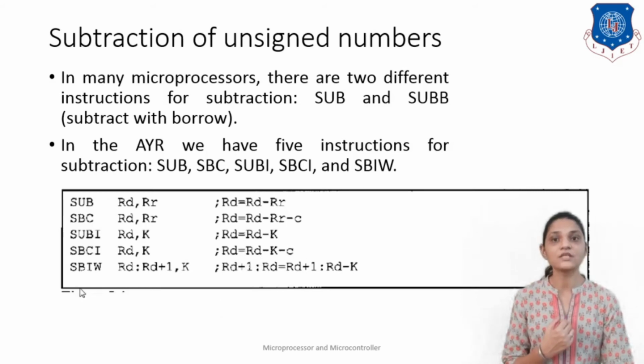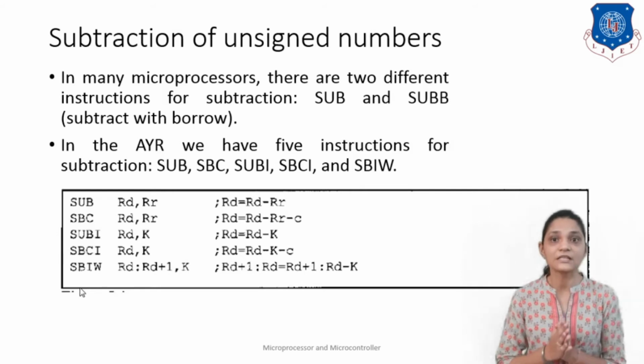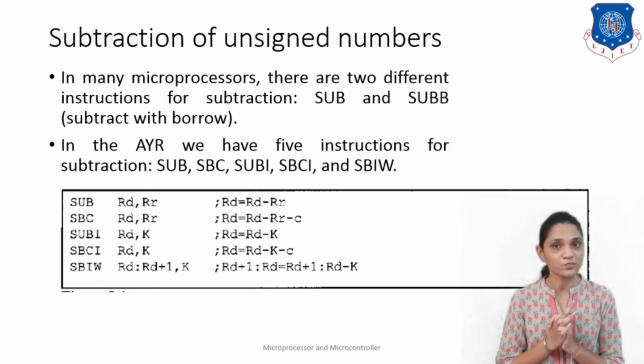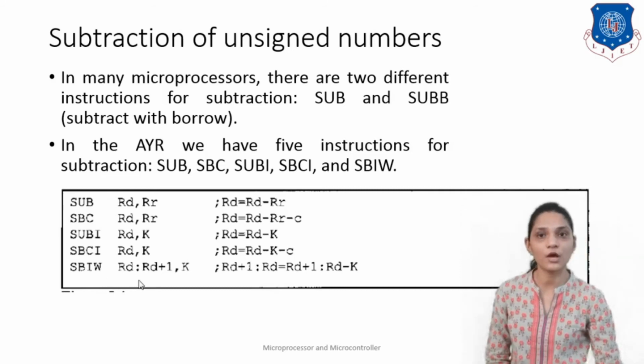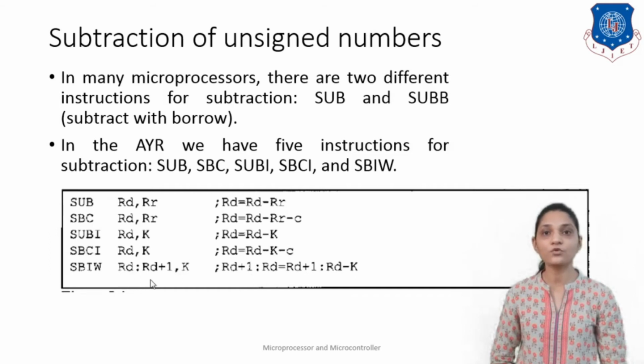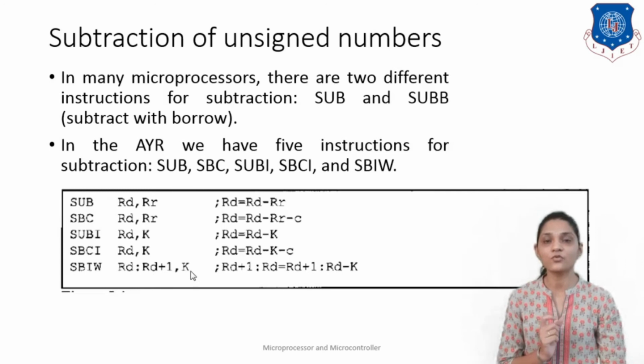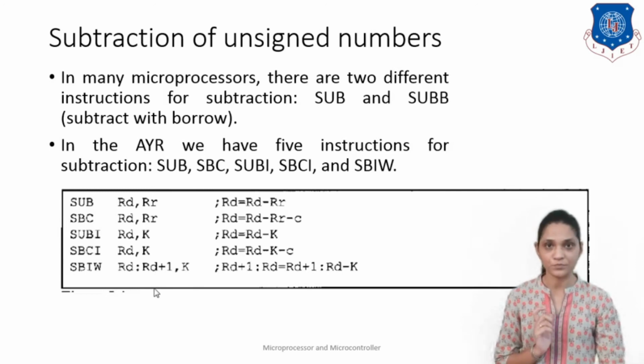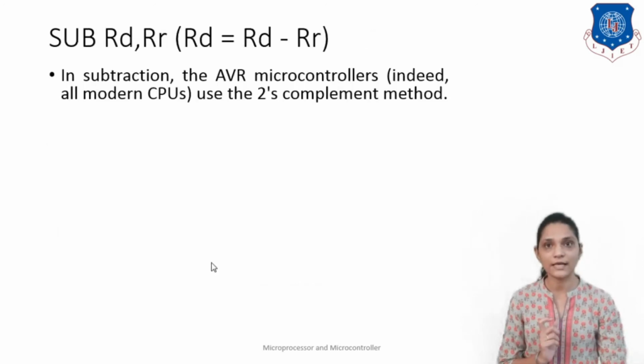Similarly, we have the instruction SBIW. Here a word is subtracted rather than 8 bits. So if you have provided the register R24, then the register pair R24, R25 is going to be considered, and the subtraction of K is done from that pair. Okay, we will see this with one example.